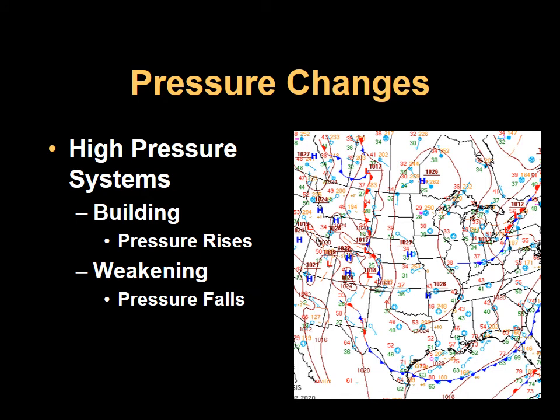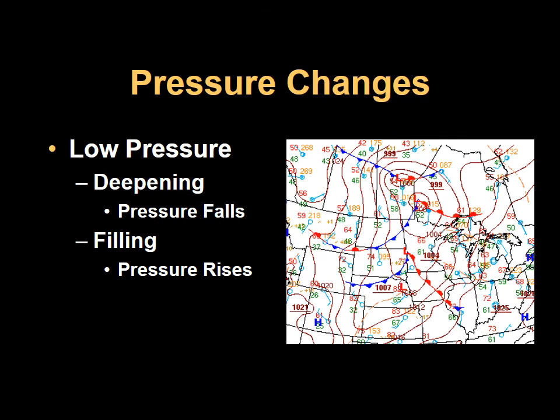And when we talk about the center of the pressure system going up or down, then we use different terminology. For example, with high pressure systems, they're either building or weakening. If the center pressure is rising, we say it's building. If the center pressure is falling or decreasing, we say that it's weakening. Now, different terms are used for lows and highs. For lows, if the center pressure is going down with time, we say it's deepening. But if the center pressure is rising over a period of time, we say that it's filling.